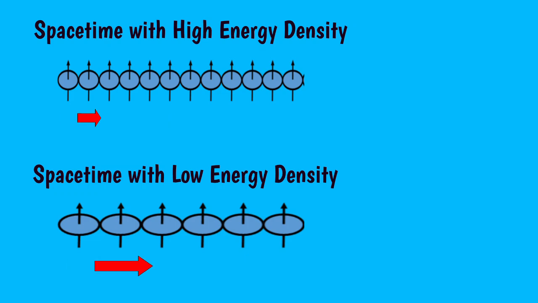We would observe the wave speed in this region as moving at half the speed compared to the region of spacetime with half the energy density. But wait, didn't we just say that all waves in spacetime move at the speed of light no matter what the energy density is along the path? What gives?